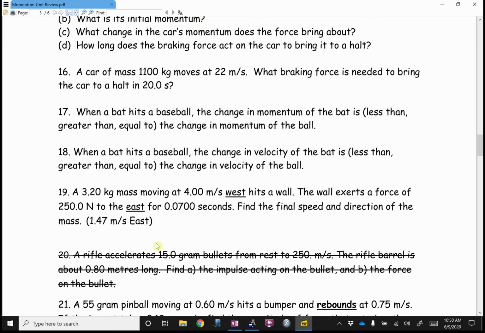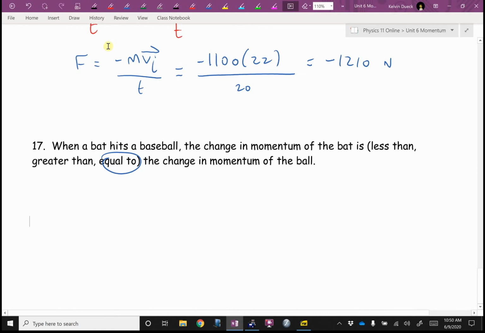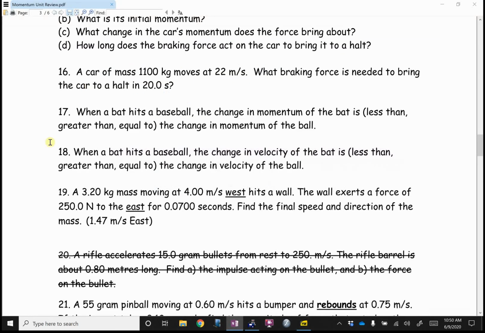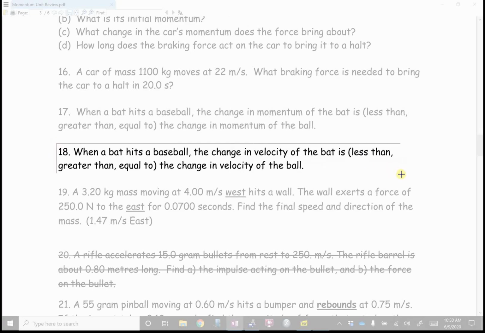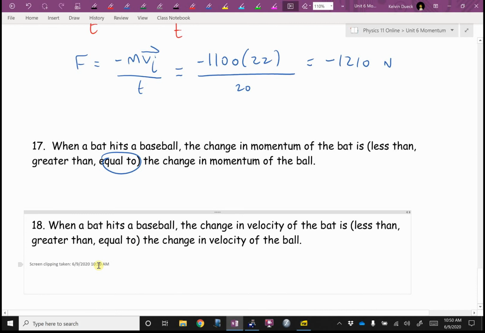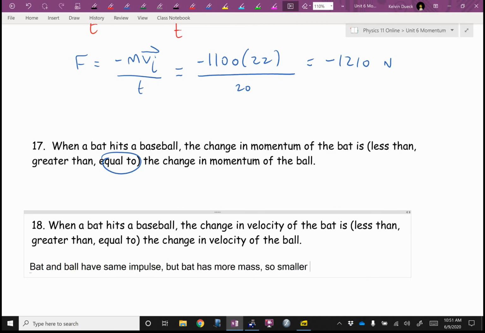Number 18. Continuation of the same question. I should have copied both of them. When a bat hits a baseball, the change in velocity of the bat is, okay, because the bat has more mass, so let's write this down. Bat and ball have same impulse, but bat has more mass, so smaller.